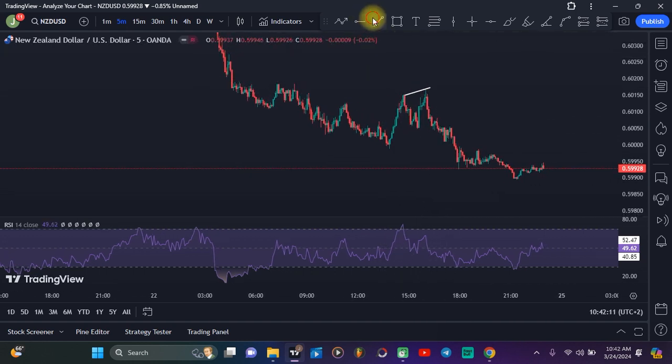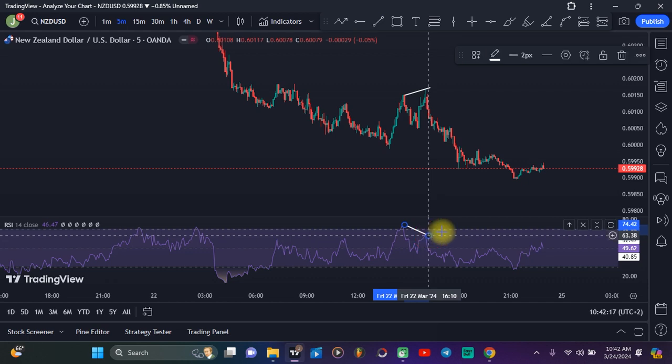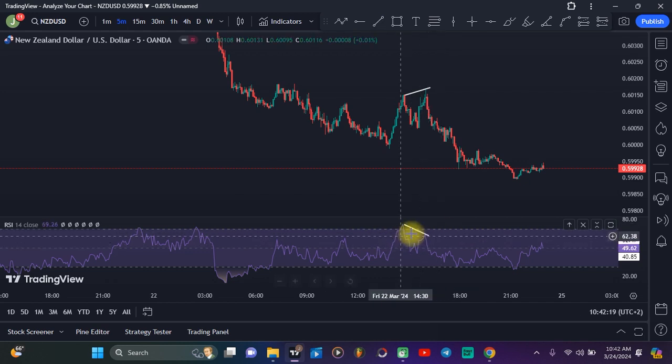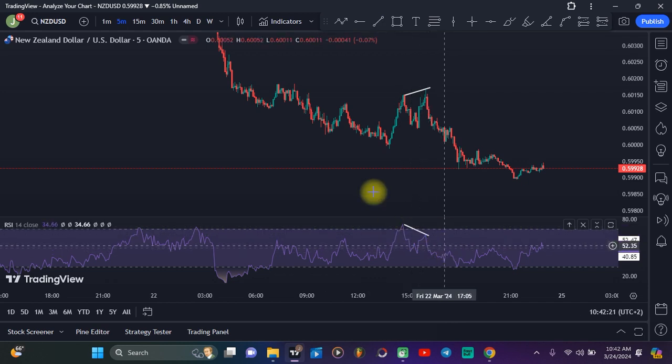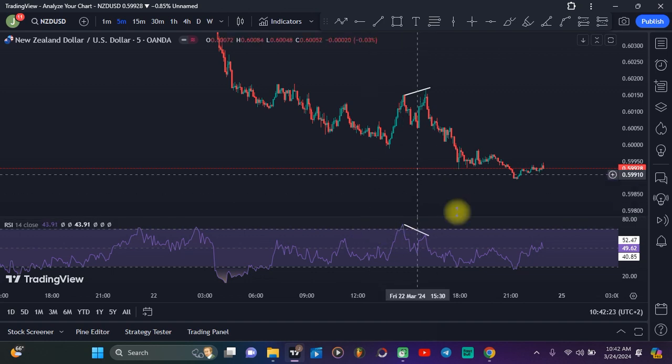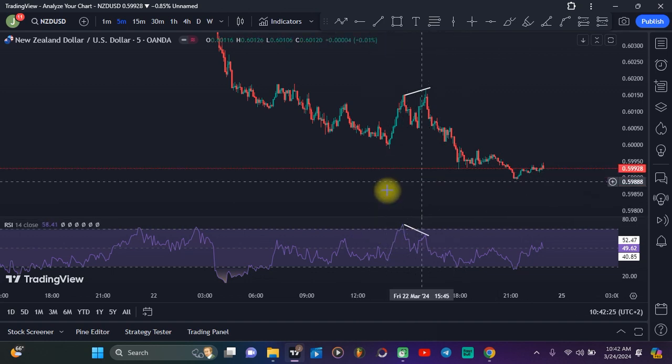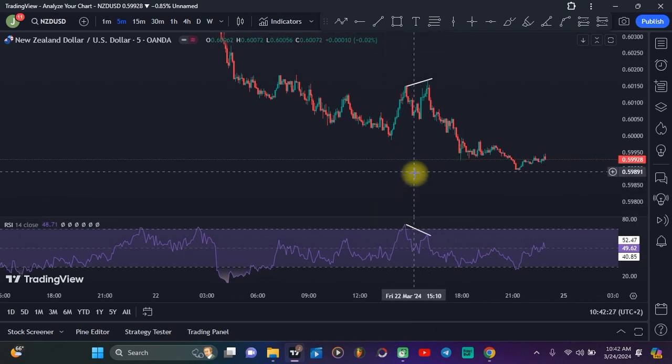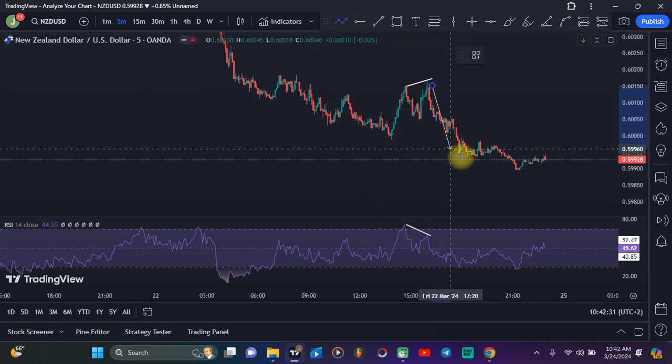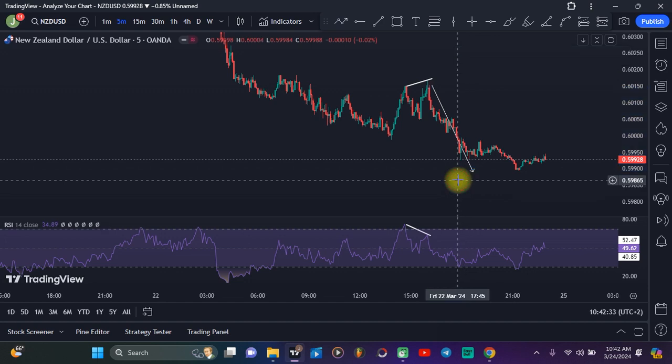But if we go to the RSI indicator and then we connect again these highs, you can see that on the RSI indicator there is a downward move. Now this signifies what? A divergence, and this shows us that the market is about to what? To reverse to the downside. And as you can see here, we did have a reversal to the downside.